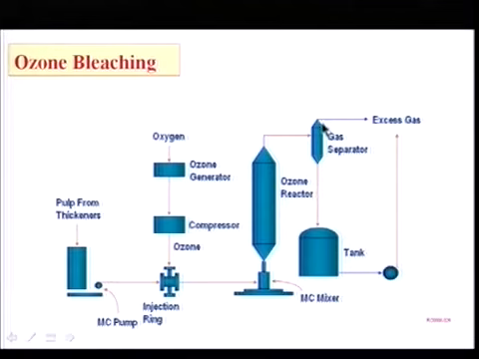The hydrocarbons and some residual ozone are there, and you cannot let that go to the environment, because environmental people will be after you. So typically this gas is recycled back to the generator to produce more ozone. There is technology available today to recycle this gas back into the system. The pulp, after ozone bleaching, goes to a tank and then is pumped to the next bleaching stage.